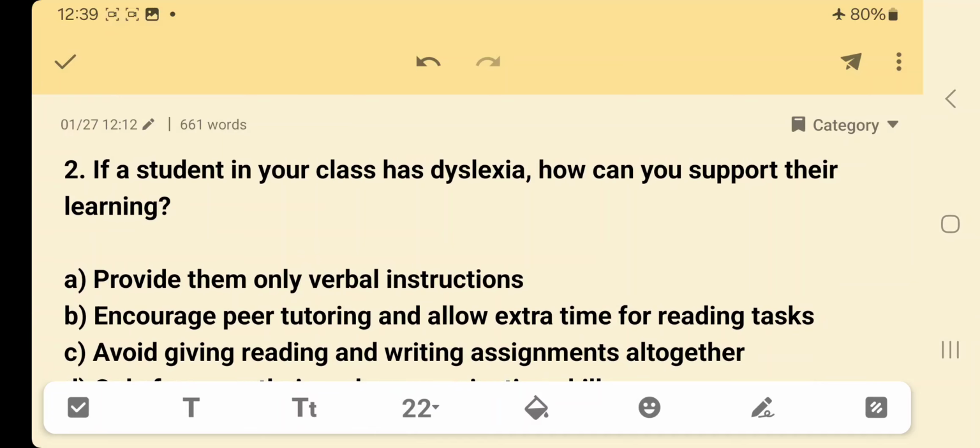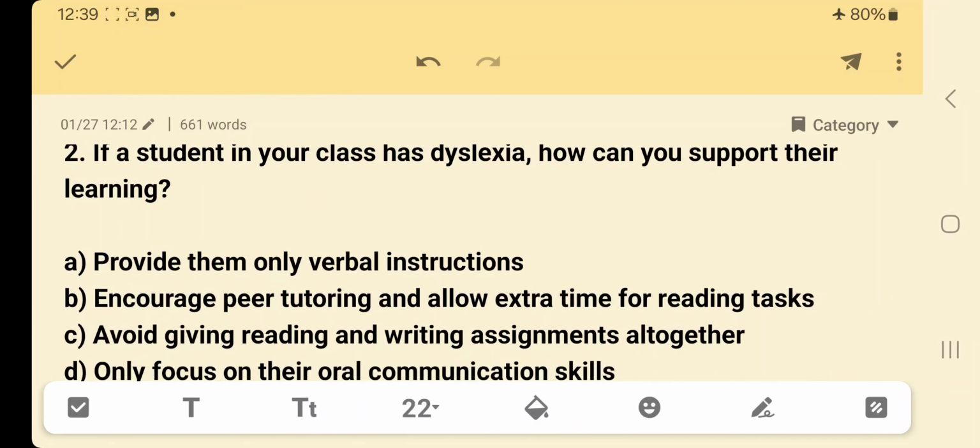If a student in your class has dyslexia, how can you support their learning? Option A. Provide them only verbal instructions. Option B. Encourage peer tutoring and allow extra time for reading tasks. Option C. Avoid giving reading and writing assignments altogether.